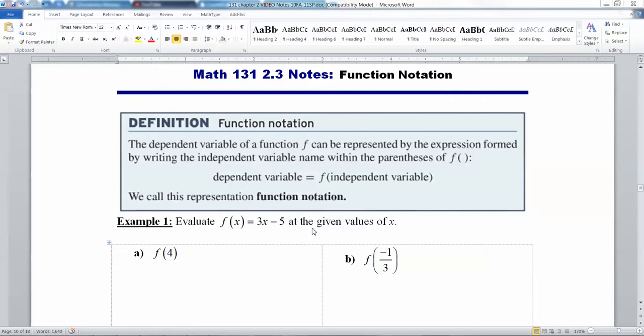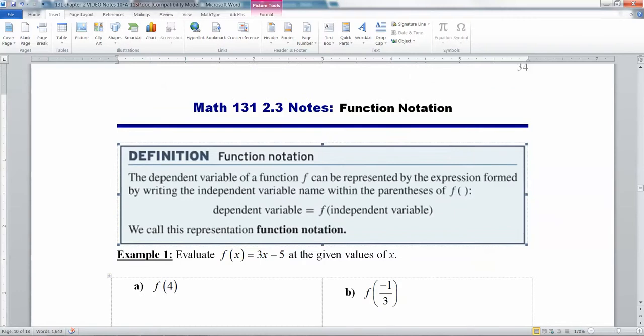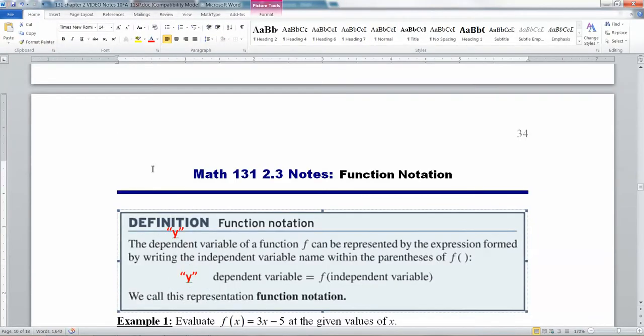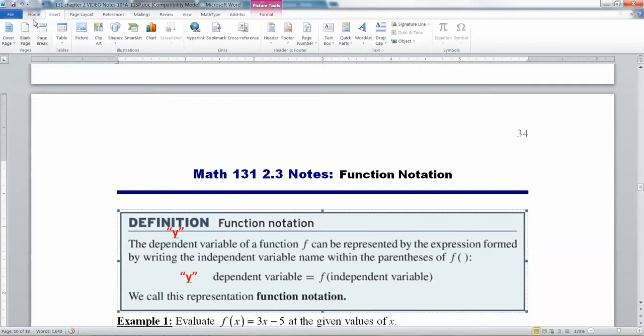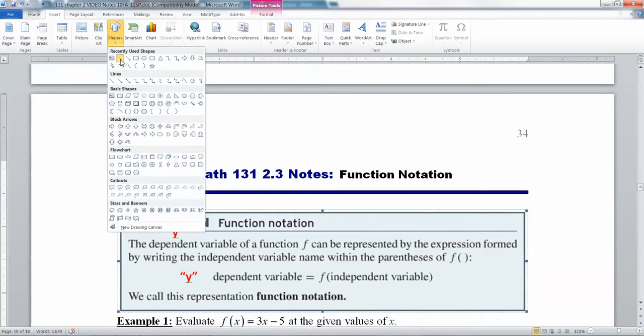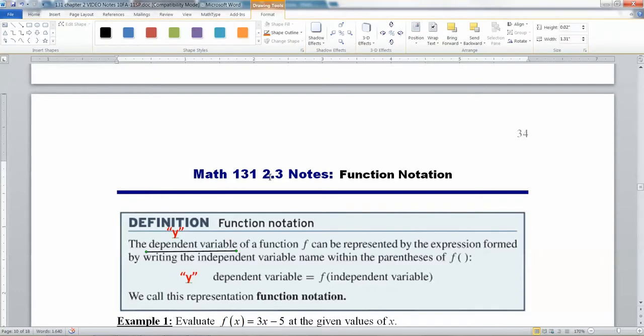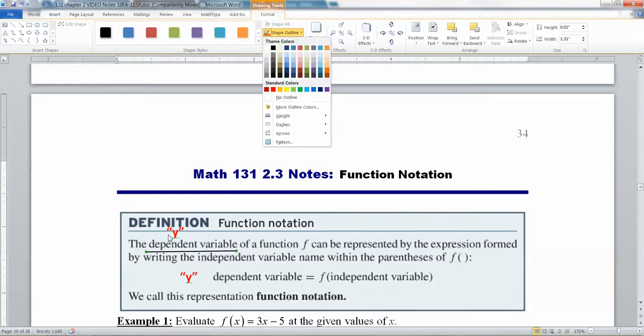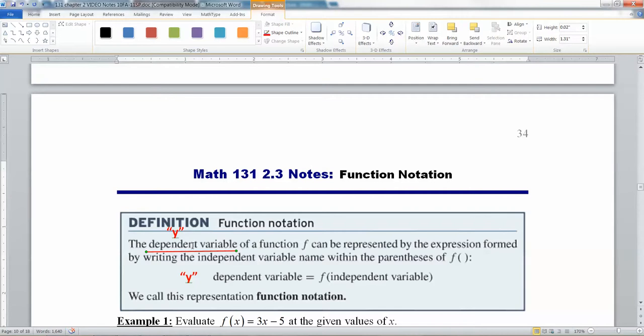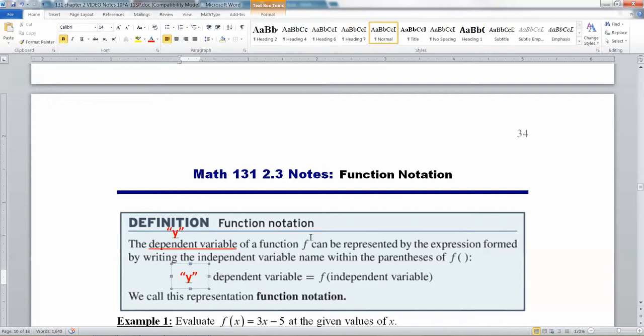The dependent variable, whenever you see dependent variable, you can think to yourself, y, right? That's what it is. So dependent variable is a fancier word for y. I'm putting y in quotes, of course, because we don't always actually use the letter y, but you get the general idea. That dependent variable of a function can be represented with the letter y or the letter t or p or whatever it is they give you, or you can write it this way by writing the independent variable name within the parentheses. That's kind of the more fancy way to do it.